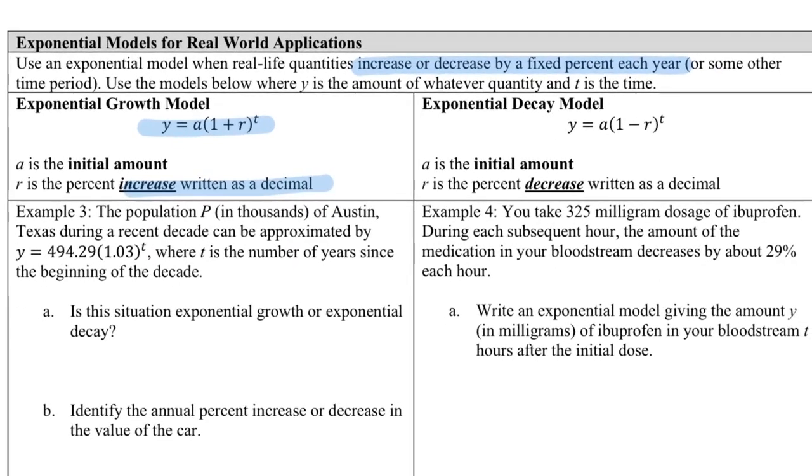Then the exponential decay model is exactly the same, but it's 1 minus r instead. So if you're increasing, we're going to do 1 plus r. If you are decreasing, we do 1 minus r. And again, a is the initial, and r is the percent decrease written as a decimal.